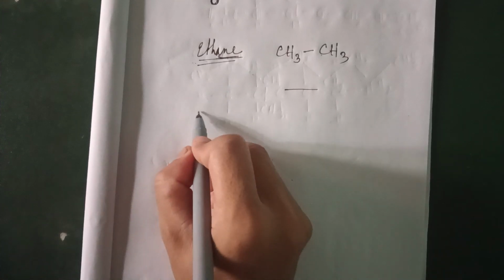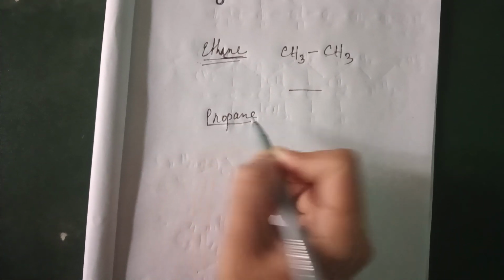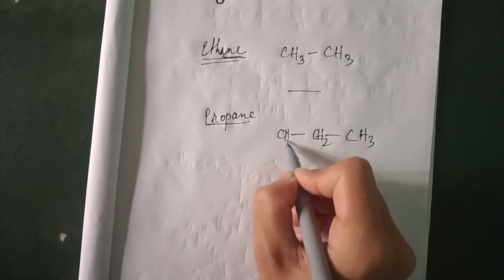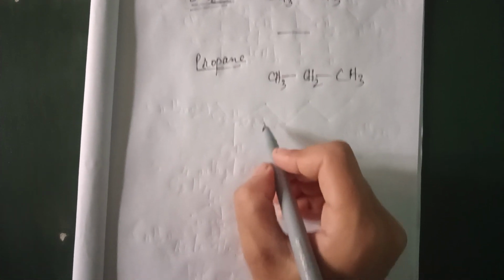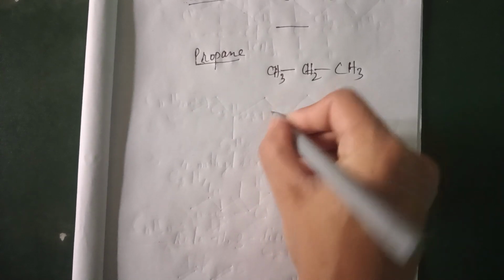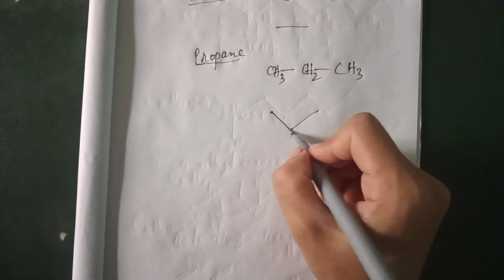Then let us go for propane. Propane: prop means how many carbons? 3 carbons. So I'll draw it 1, 2, 3, and balance it. How to draw it in the form of lines? You can start upward or you can start downward, no problem. So 1, 2, 3, done. This is methyl, this is CH2.